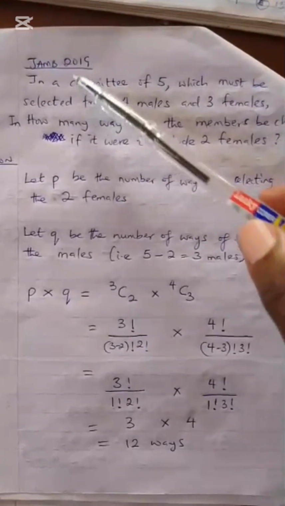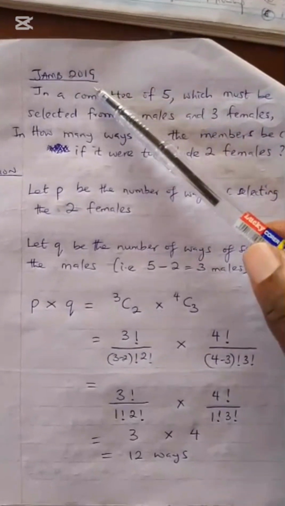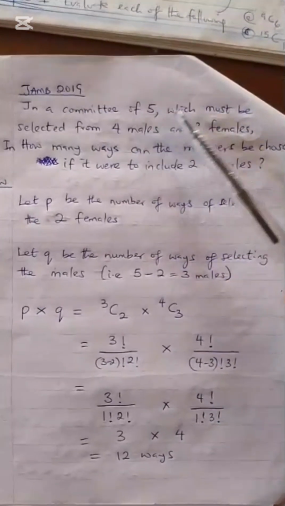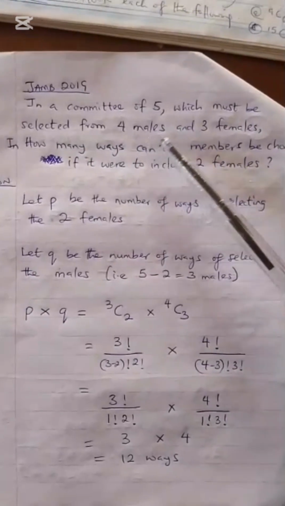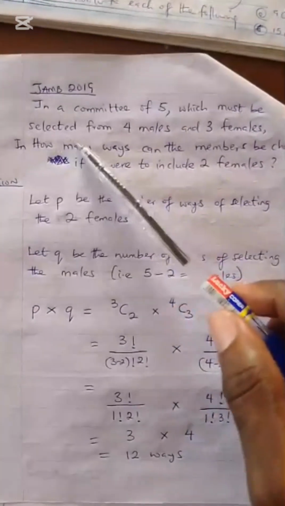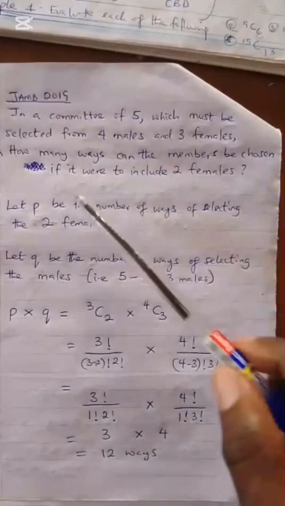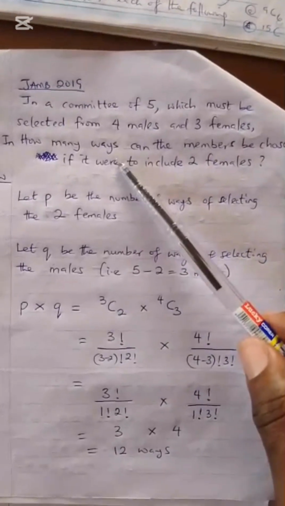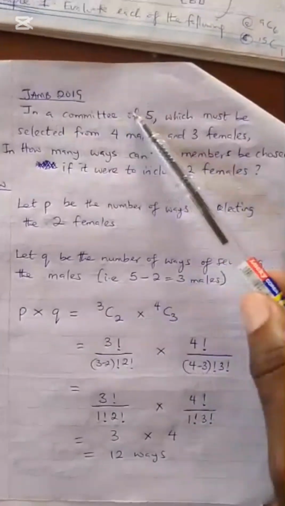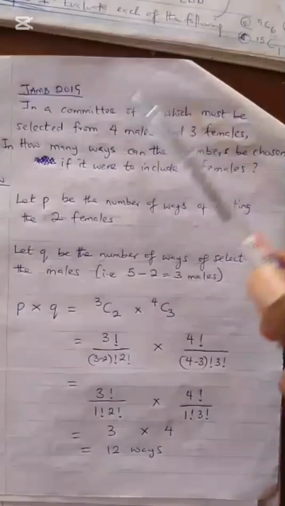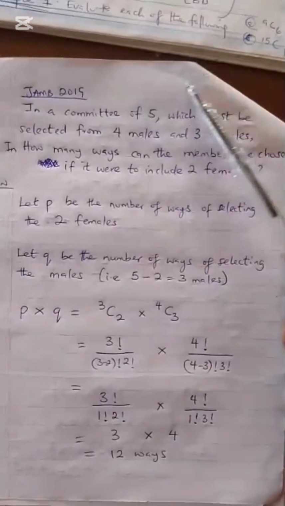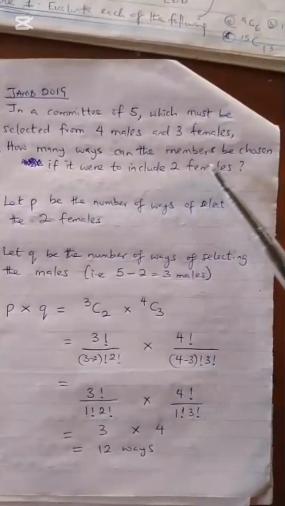So let's look at this JAMB 2019 question. It says, in a committee of 5, which must be selected from 4 males and 3 females, in how many ways can the members be chosen if it were to include 2 females? So we have a committee of 5, maybe for planning something or organizing a party, and it must include 2 females.